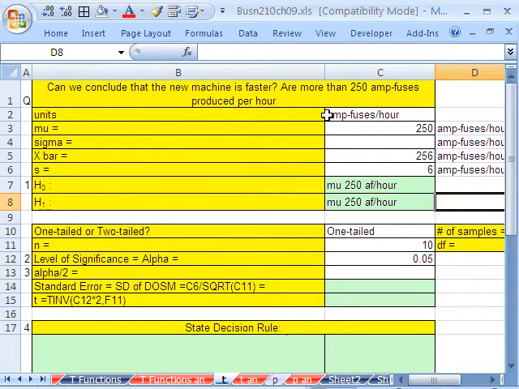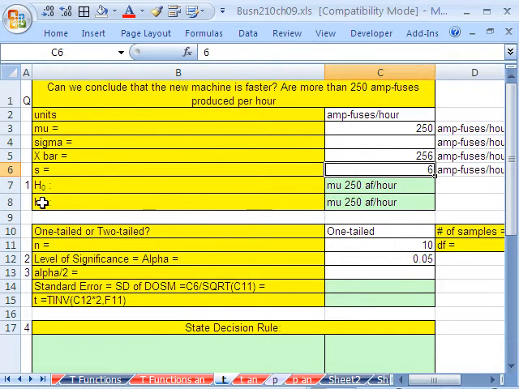Now, the units are lamp fuses per hour. The assumed mu is 250. That's for the old machine. The new machine, we did a test, 256 per hour. Our sample standard deviation, so we're getting both of these bits of data from the same sample, is 6. We want to set up our null and alternative. Just as we did in the last couple of videos, you just type the mu and the information. And then it's the operator between the two that matters.